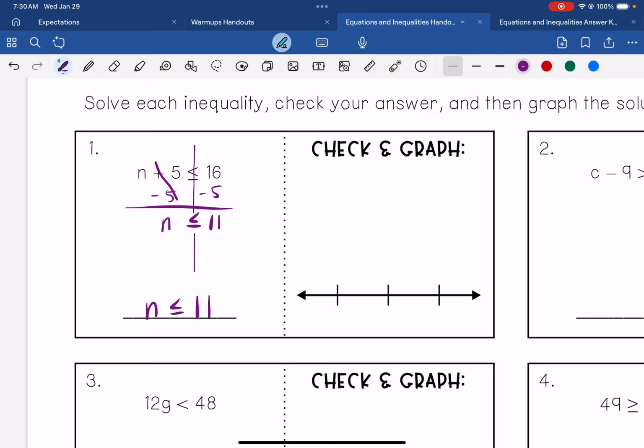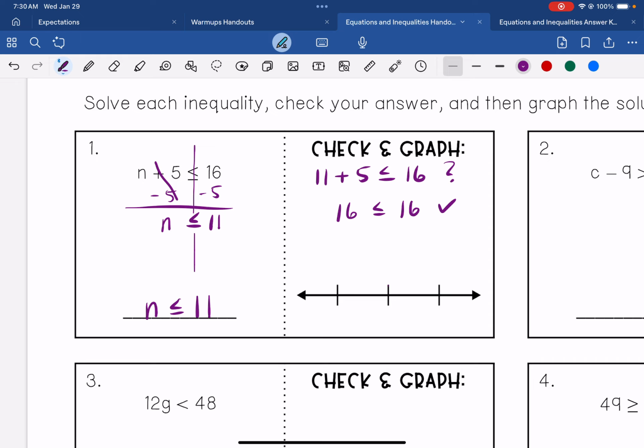Because that's what we think it's going to be. So we can do 11 for this one. Let's plug in 11. So I'm going to do 11 plus 5 is less than or equal to 16. We always put a question mark until we simplify it all the way. And then this would be 16 is less than or equal to 16, which is true because that equal part of the inequality symbol makes it true.